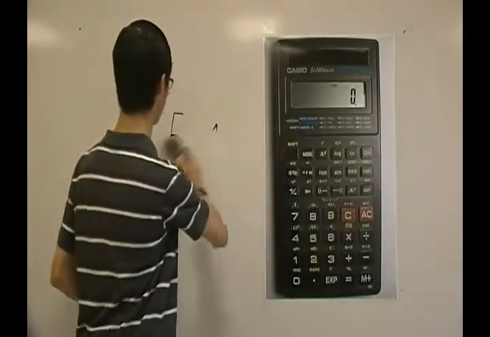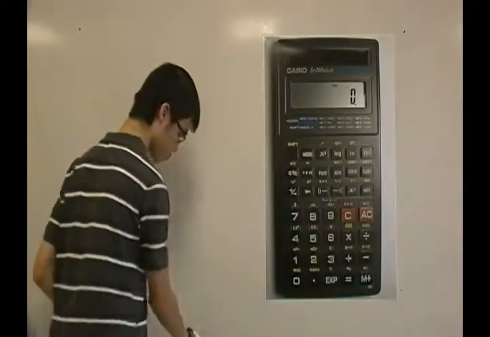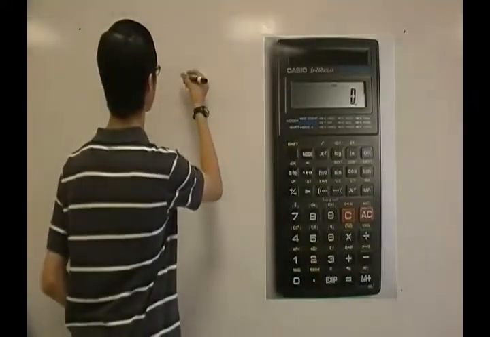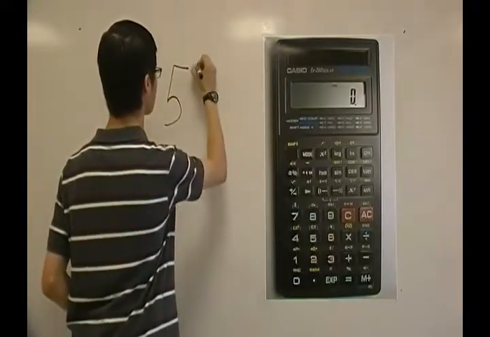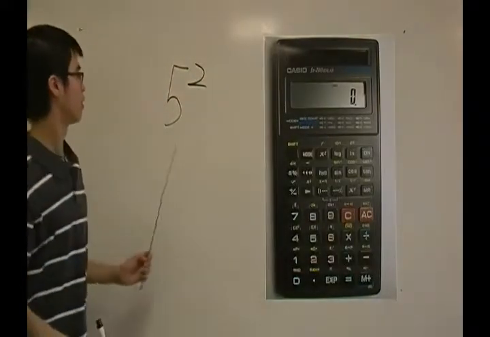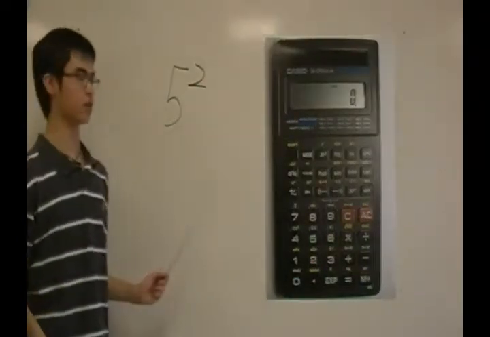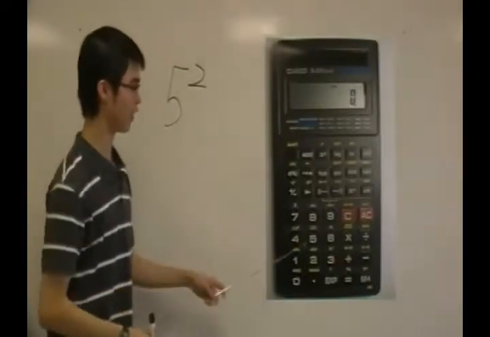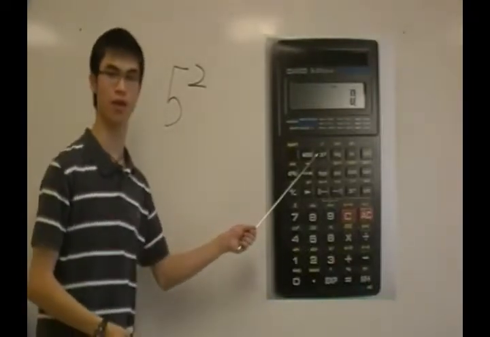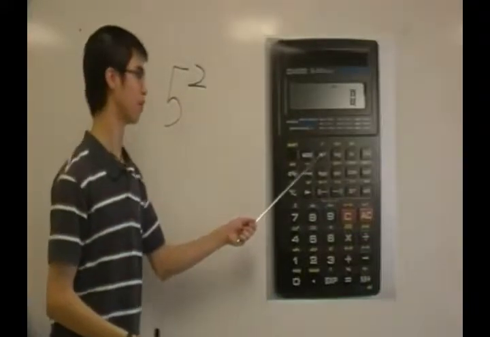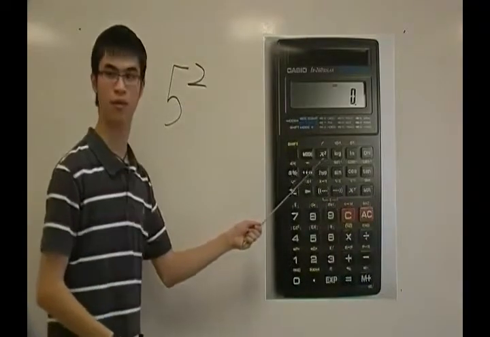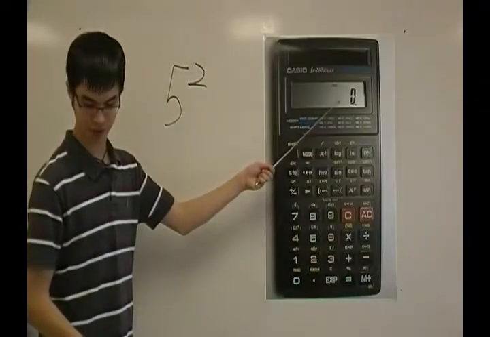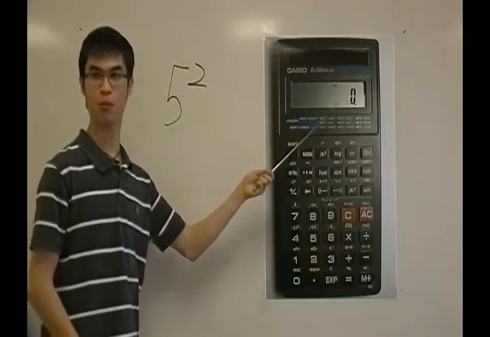All right, let's move on to something else. This is exponents. You can do this on the calculator 2 ways. You could hit the 5 and this button right here. This is basically 5 squared. So you would hit that and you'll come up with the answer right here, which should be 25.